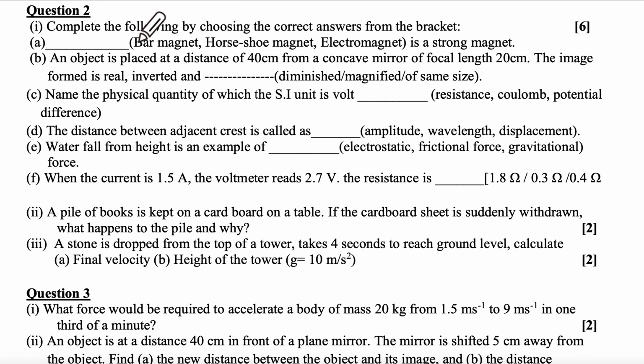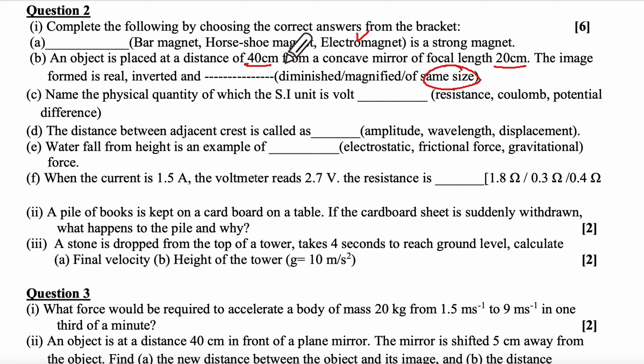Now see here, is a strong magnet. Which one? Electromagnet. Correct. Then this one, image is real, inverted. Now look at this. What are they saying? Object 40 centimeter, focal length this. That means it is at the radius of curvature, no? Yes, ma'am. Radius of curvature means same size it will be.